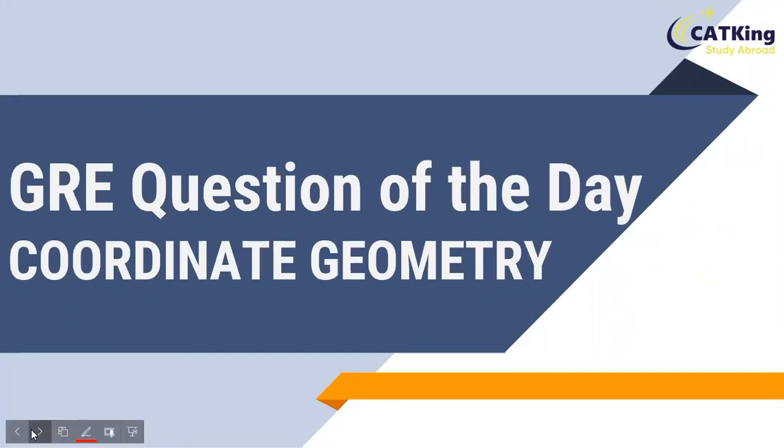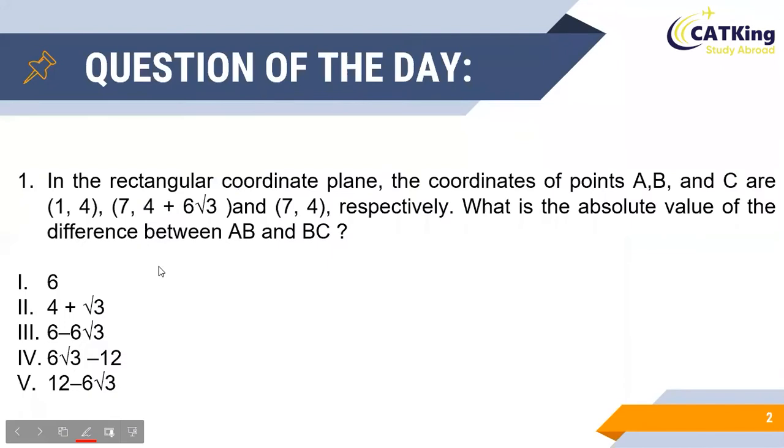Today we will discuss a question on coordinate geometry. As you can see, today's question is a multiple choice question with a single correct answer. In this question, we are given 3 points A, B and C and asked to find the absolute value of the difference between AB and BC.